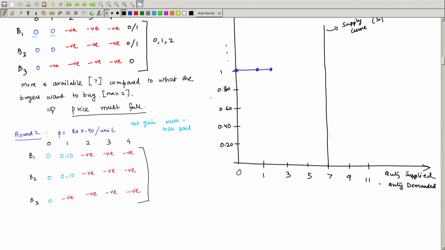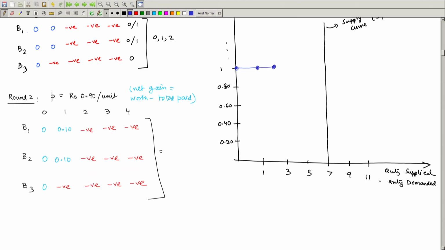So, let us combine all of this information and ask, in round 2, when the price is 0.9 per unit, what we learn here is that at a price of 0.9 per pencil, buyer 1 clearly will buy 1 unit, buyer 2 clearly will buy 1 unit, and buyer 3 will not buy at all.